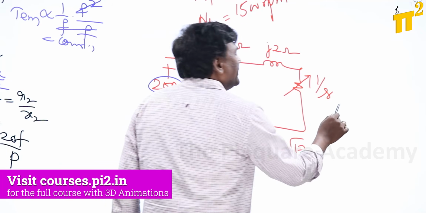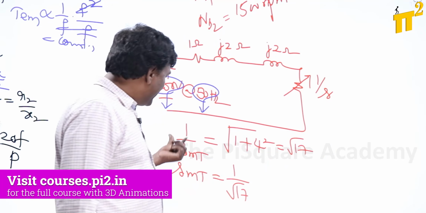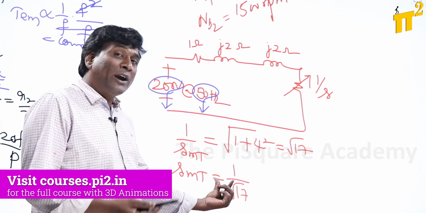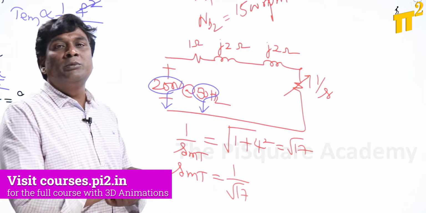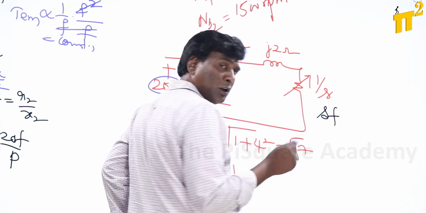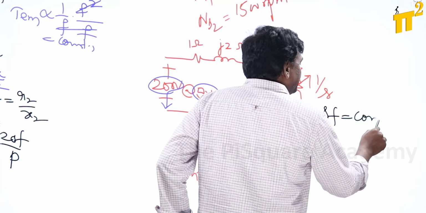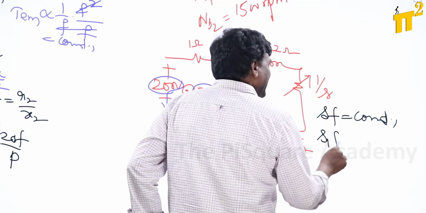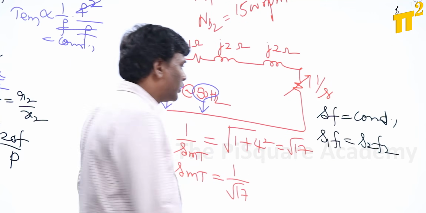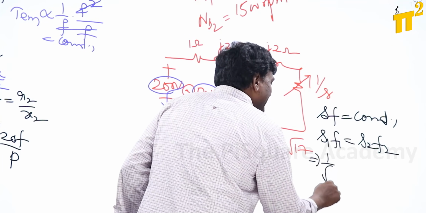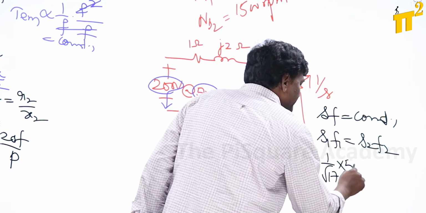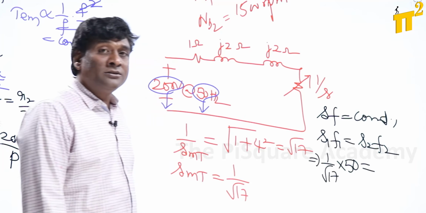Okay, so in order to maintain the same torque, because here at SMT you are going to get the pull-out torque. In order to have the same pull-out torque at starting, how much should be the frequency they are asking? Okay, so in order to maintain the same pull-out torque, slip frequency should be constant, right? So S1 F1 should be equal to S2 F2. S1 is how much? 1 by root 17, into frequency in the first case, 50 Hz, equal to S2.